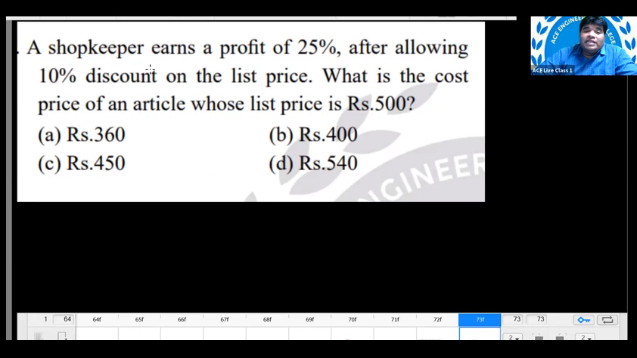A shopkeeper earns a profit of 25% after allowing the 10% discount on a listed price. What is the cost price of an article whose list price is 500? Okay, so 500. Shopkeeper earns 25% profit after having the 10% discount on the list price. What is the cost price of the article whose list price is 500? Tell me.